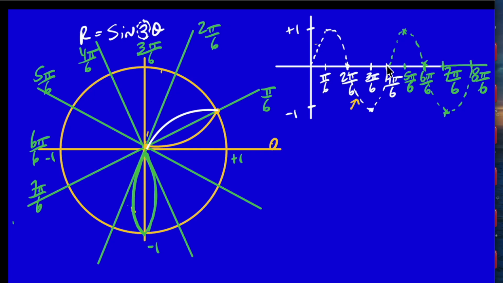Okay, so we left off at 4 pi over 6. That was this section over here. Between 3 pi over 6 and 4 pi over 6, we should have been in this section. But because we were negative on our graph, we went to the sister section and came from -1 back to 0. Okay, so now look what's happening between 4 pi over 6 and 5 pi over 6.